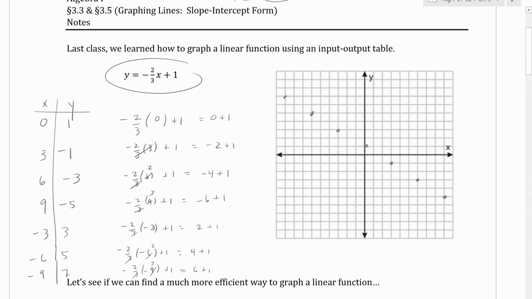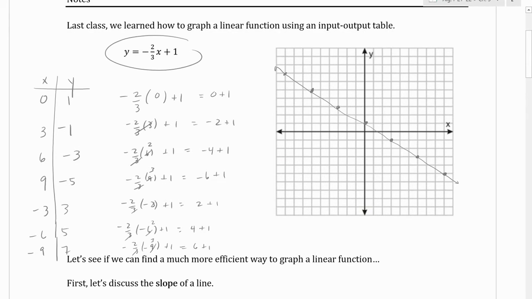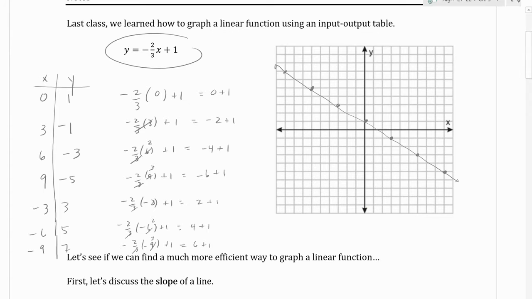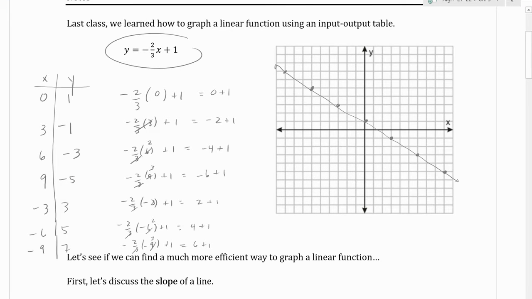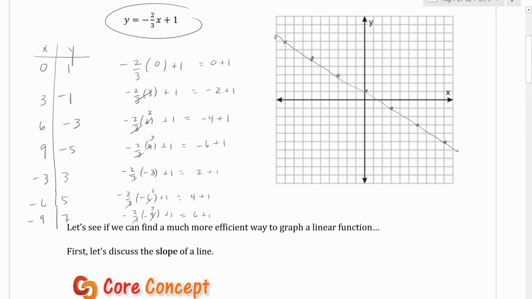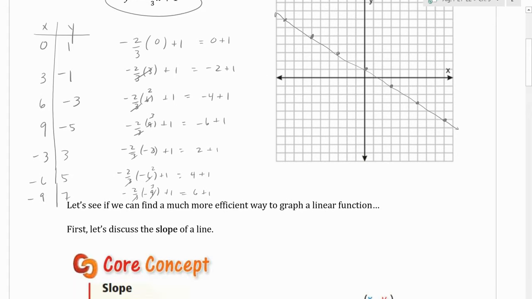But see how, once I established my pattern, I could have just realized that every time I move one way or the other on the x, over 3 or back 3, I either go up 2 or down 2. So there's that line. All right, so we want a better way of graphing a line than this t-chart. That takes forever. It's a good backup. It'll always work and you can figure things out. But who wants to do that?